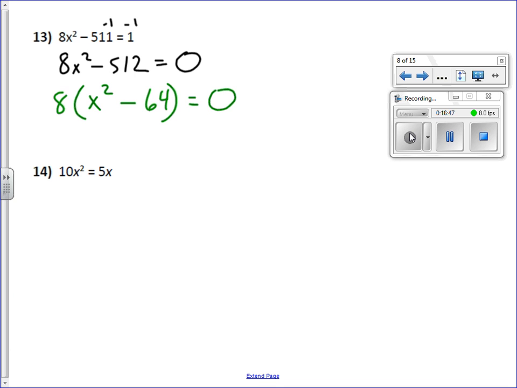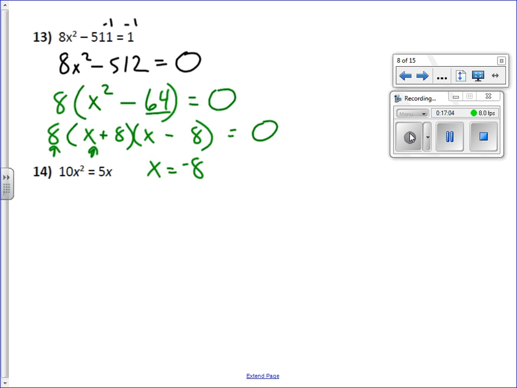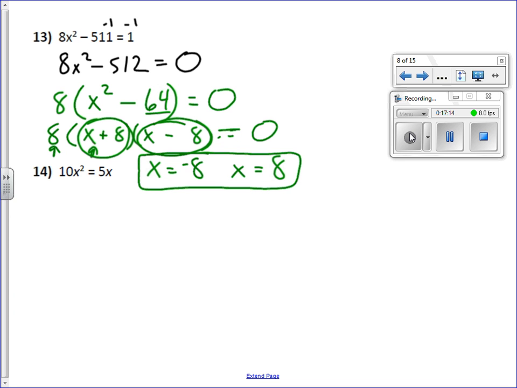which is 2 perfect squares. So that breaks them into x and x, 8 and 8. Square root of 64 is 8. One's addition, one's subtraction. So for that to be 0, 8 can't be 0, but x could be negative 8, and that would cause this to become 0. Or x could be positive 8, which would cause this part to become 0. So either one of these two solutions would give me a 0 result.